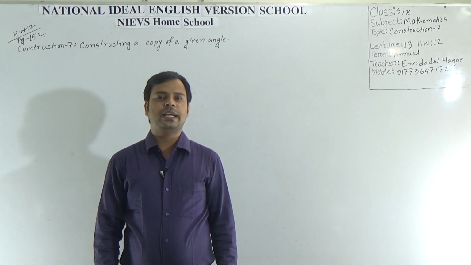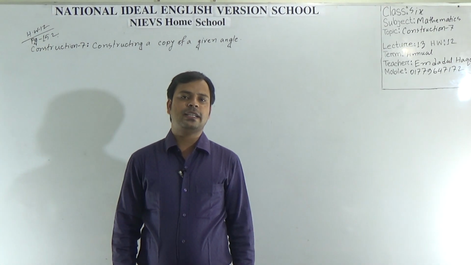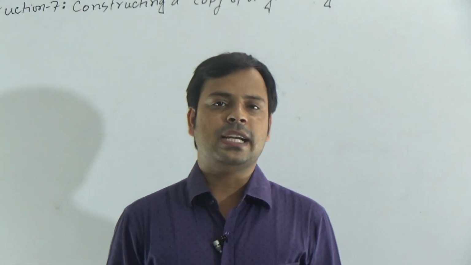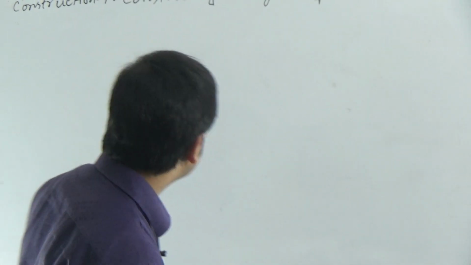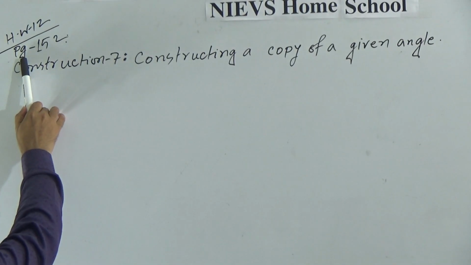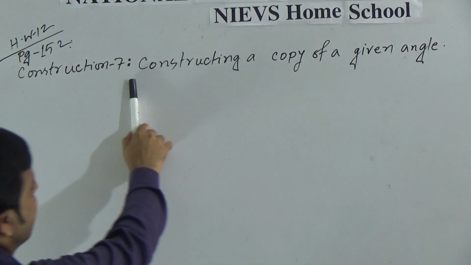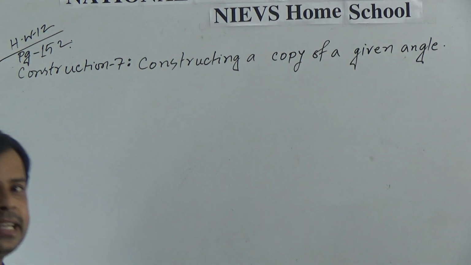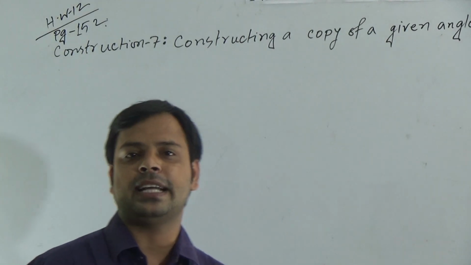Dear students, today I am going to conduct a math class of class 6. Our today's topic is construction 7. Dear students, let us see the question. Construction 7. This is in your book at page 152. Construction 7 is constructing a copy of a given angle. It means that an angle is given, we have to construct the copy of the given angle.